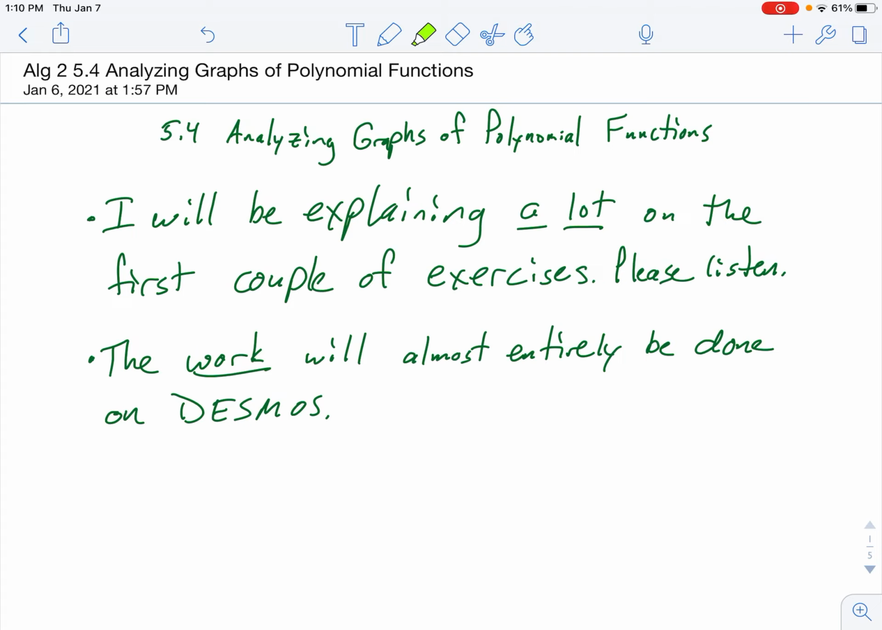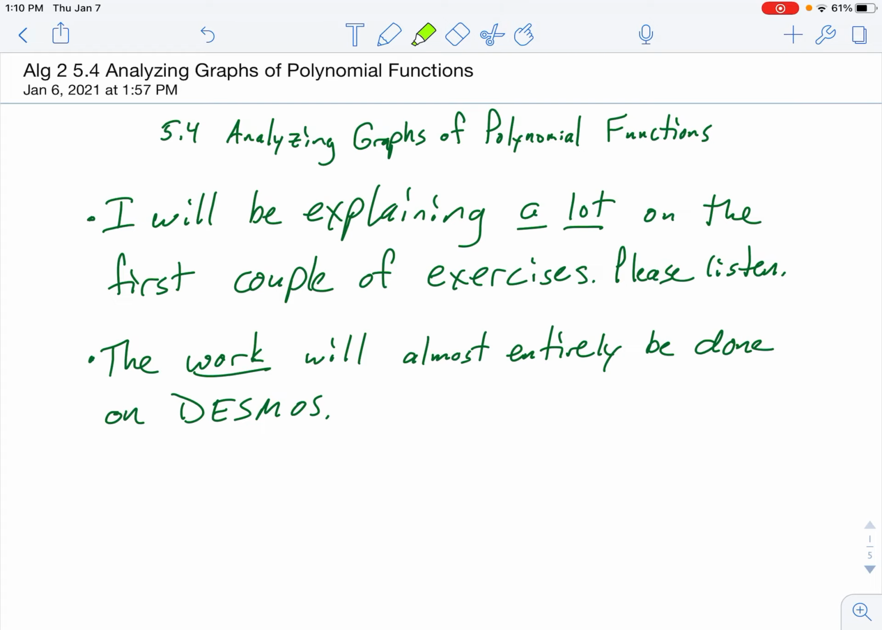All right. So I will be explaining a lot on the first couple of exercises, so please listen close. They'll be doing most of the teaching, and then after that, they're pretty repetitive. It's just seeing the same thing over and over to make sure you get it. And this will be one of those lessons where after the first couple of examples, if you feel like you get it, you can probably stop the video and get straight to work. You can always come back to the video if there's something that looks complicated or confusing. So even though there's a lot to explain and a lot to know here, the work will almost entirely be done on Desmos. So you do want to have the graphing calculator.